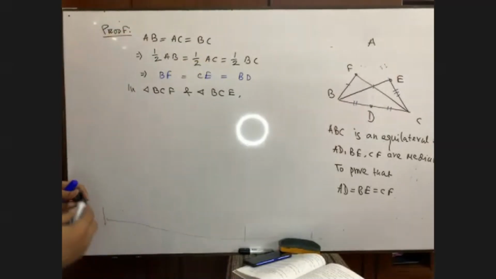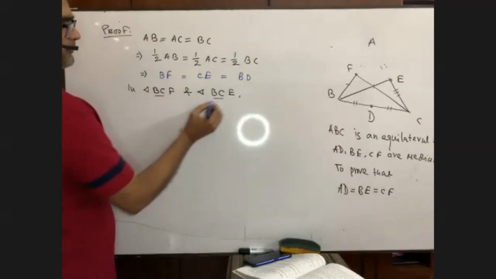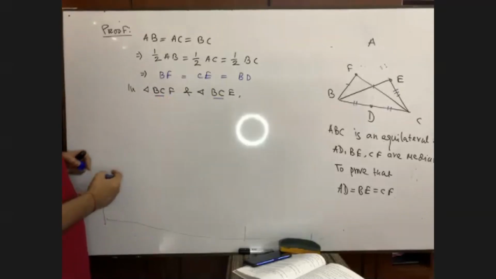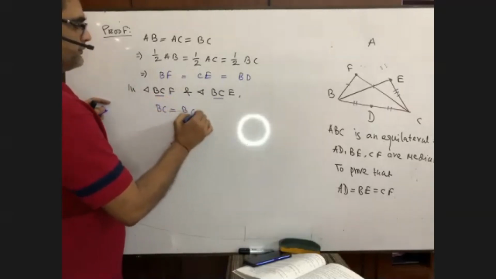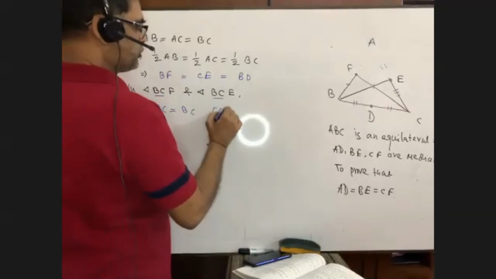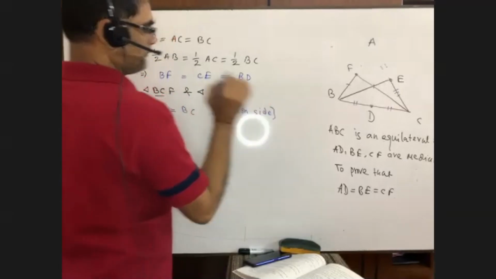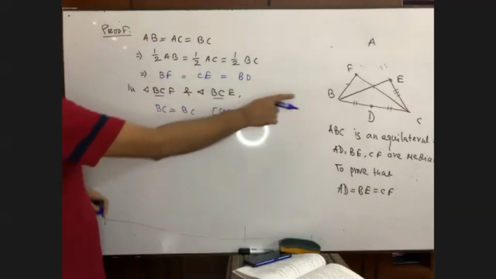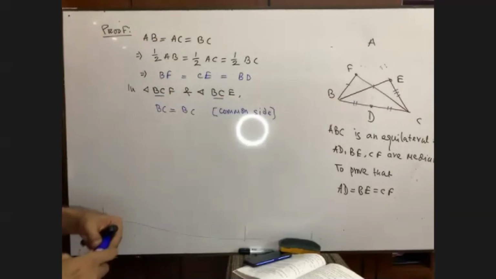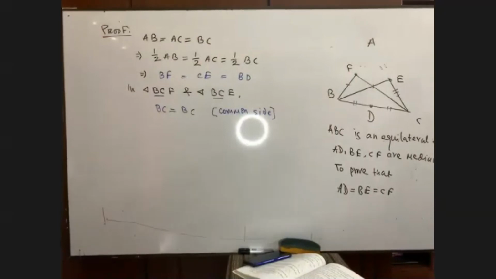Yes, sir. Okay. Now can you prove it congruent? Have you seen these are same? So what can be written? BC equals BC, common side. From the names of the triangles, we have got it. See the figure. Both the triangles are based on the side BC.